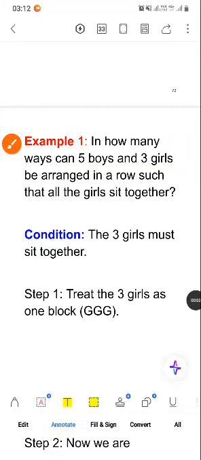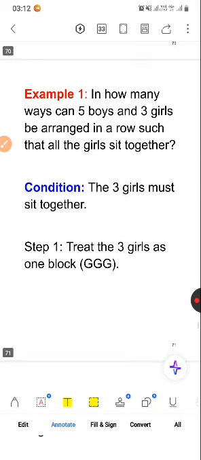In this lesson, we are going to continue with conditional permutation. In our previous lesson, we spoke about conditions where objects must be together, and we said that when objects are together, we treat them as one. So we gave an example as this one.